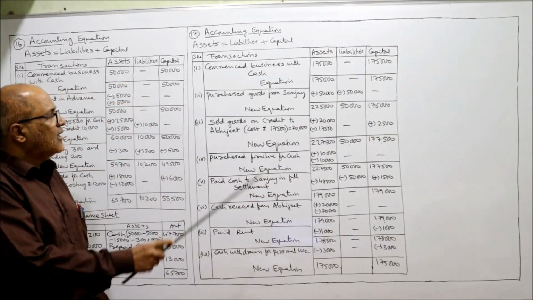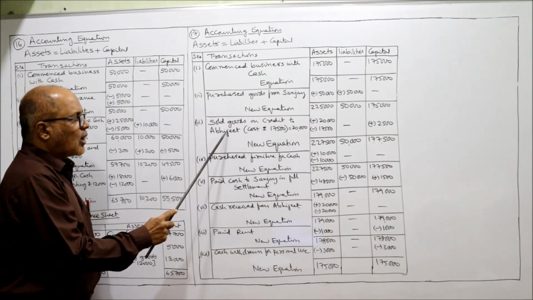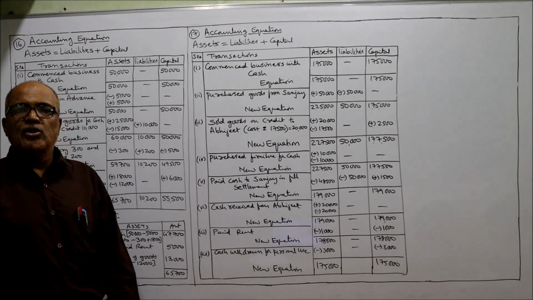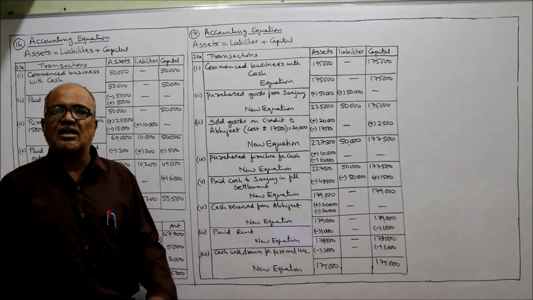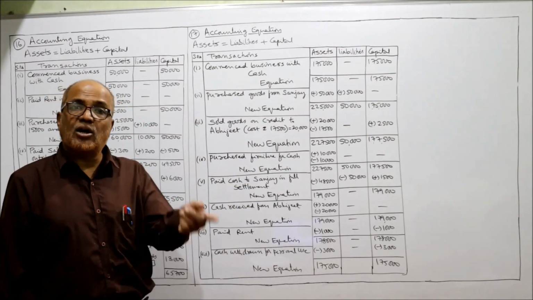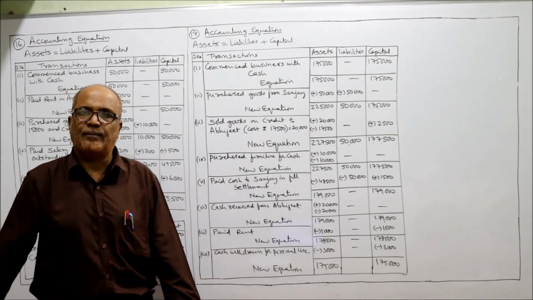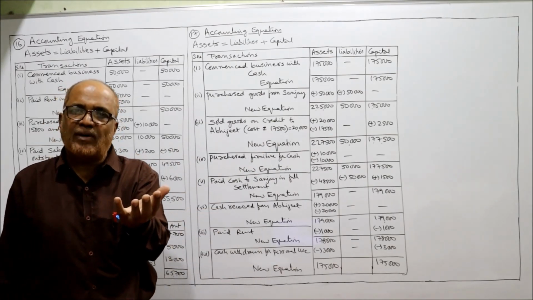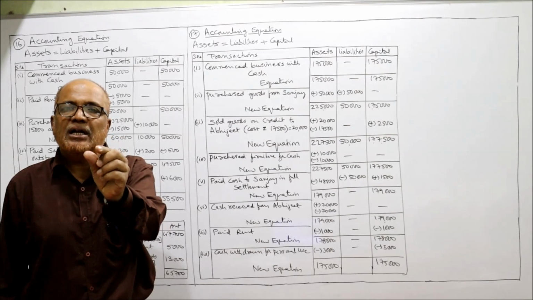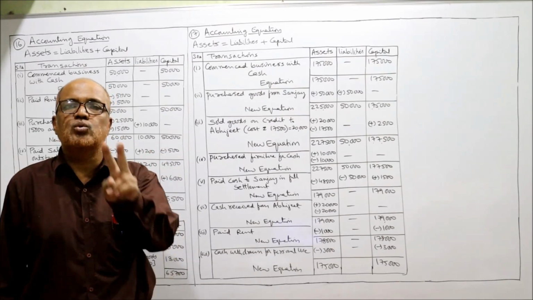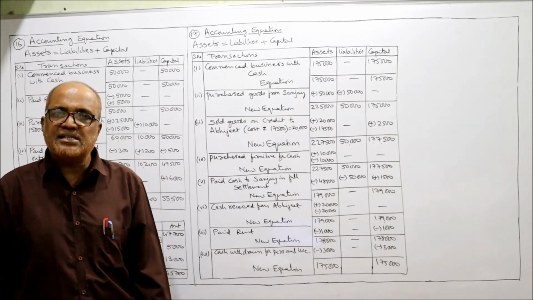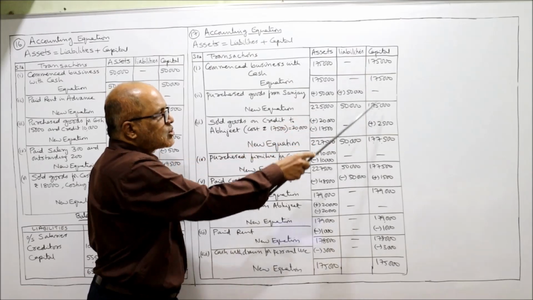Two transactions completed. Third transaction, sold goods on credit to Abhijit. Cost rupees 17,500, sales rupees 20,000. Abhijit is the customer. We have sold the goods for 20,000, and the cost of that goods is 17,500. So how much profit? 20,000 minus 17,500 is 2,500 profit. And profit will increase the capital. So here capital plus 2,500.